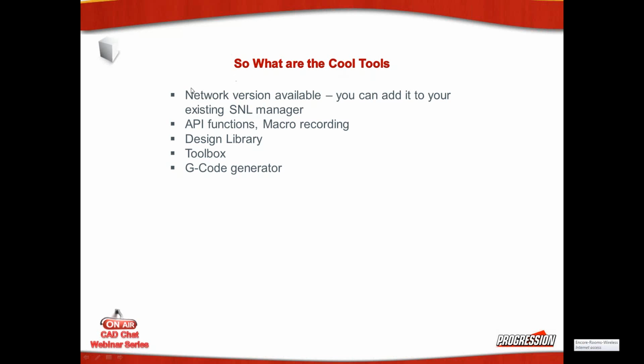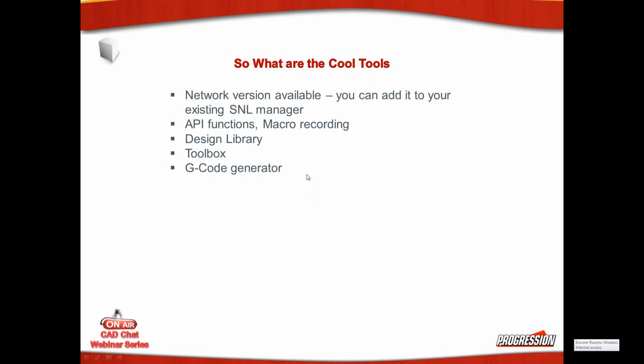As I said, you can add the network version to your existing network license manager. So that's pretty quick. API macro recording is a really nice tool. You've got the design library, the toolbox, and also here a G-code generator, so is built right into the system. Again, this is for the professional and the enterprise level software packages, not necessarily in the free version.